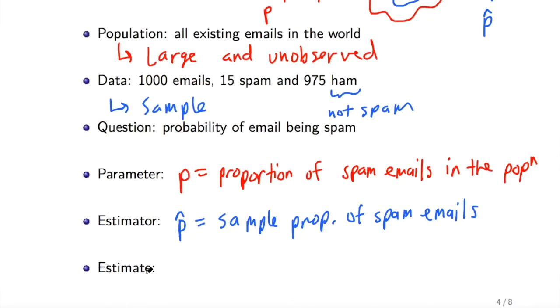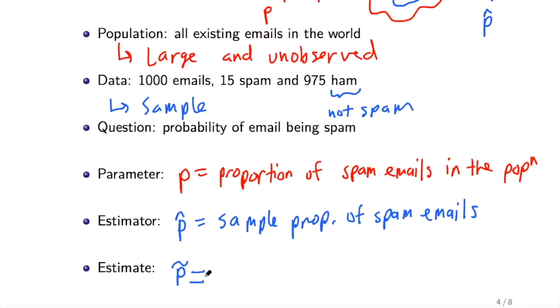Now let's talk about the estimate. The estimate is just the output of our estimator. The estimator is the function. Once we plug in a specific data point into the estimator, we get the estimate. In this case, we have some data. We have a total of 1,000 emails, and 15 of them are spam. The estimate, I'm going to denote by P tilde. The key point to notice is that P is a parameter, which is different from the estimator. P hat is a function, which is the sample proportion of spam emails. And P tilde is the output of P hat. So P tilde is different from P hat as well.